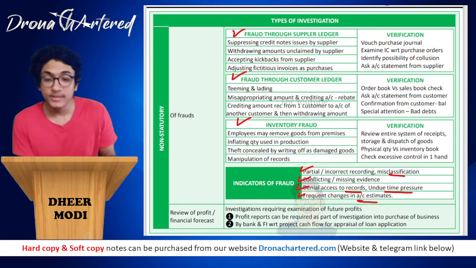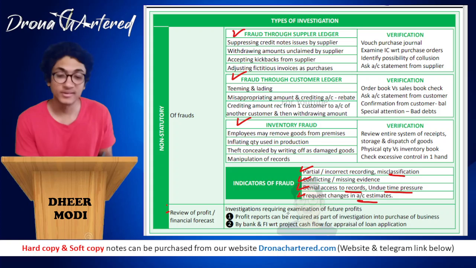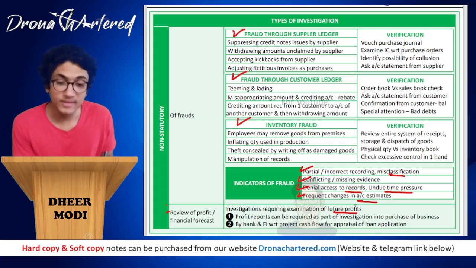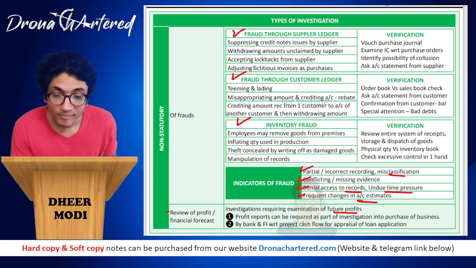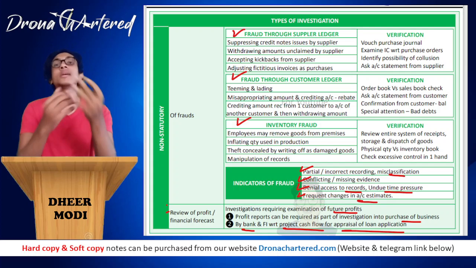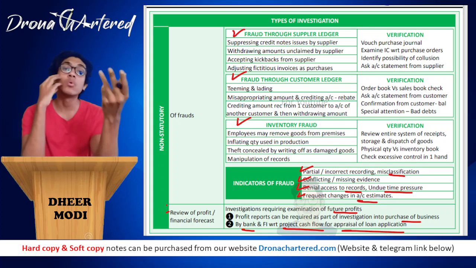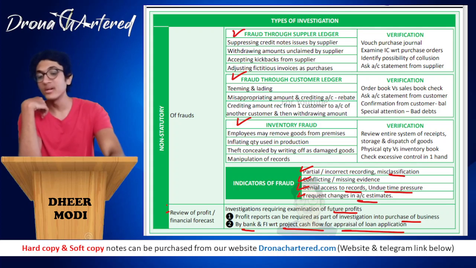And last is your review of profit or financial forecast. So investigations requiring examination of future profits. This investigation is with regards to checking whether future profits have been calculated correctly or not. Profit reports can be required as part of investigation into purchase of business, or it could be required by your bank or financial institution with respect to project cash flow and appraisal of your loan application. So before they extend your loan, they want to see what your profits will be, because you will be repaying your loan out of profits only.